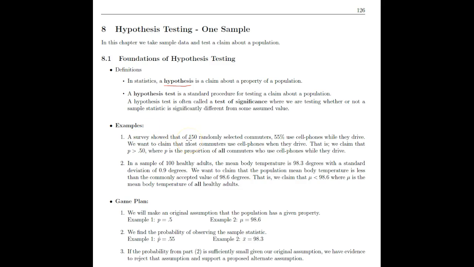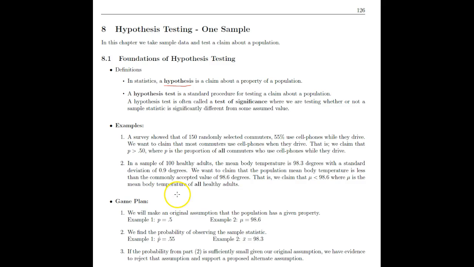The first one is a survey showed that of 150 randomly selected commuters, 55% of them used cell phones while they drive. So we want to claim that most commuters use cell phones when they drive, and by most that means a majority. And 55% appears to be a majority, but you never know. That sample by random chance just could have been over 55%. We've talked about margin of errors and such. So we want to test the validity of that claim. So we're going to claim that p, the population proportion, is greater than 0.5, where p is the proportion of all commuters who use cell phones when they drive.